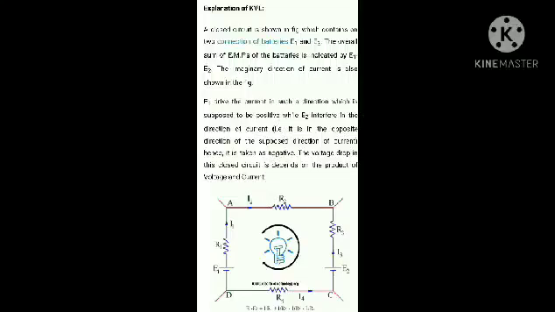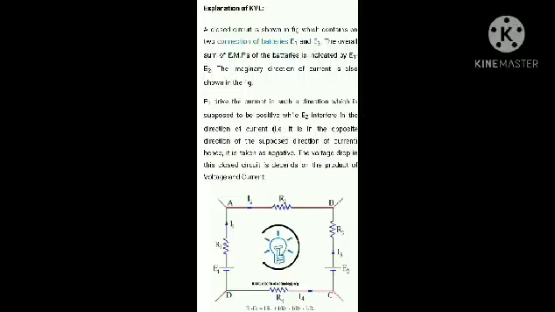A brief explanation on KVL. A closed circuit is shown in the figure which contains only two batteries, E1 and E2. The overall sum of EMFs of the batteries is indicated by E1 minus E2. The imaginary direction of current is also shown in the figure. E1 drives the current in a direction which is supposed to be positive, while E2 interferes with the direction of current. That is, it is in the opposite direction of the supposed direction of current. Hence, it is taken as negative.